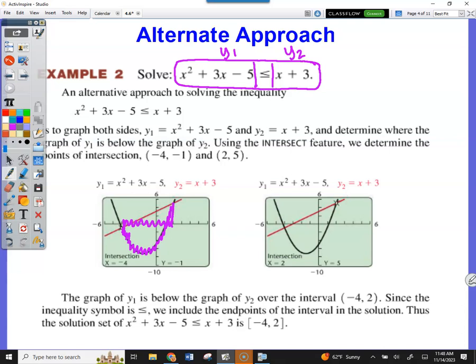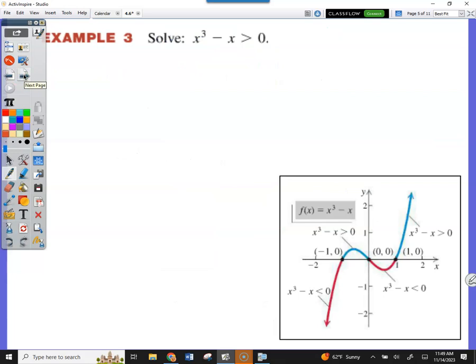I personally don't like that approach. I just like to say, get it all to one side. Where is it, above or underneath the x-axis? But that's a different approach where you're just comparing the two graphs instead, individually. But it's the same concept. Where is one higher than the other or lower than the other? Okay, let's do this one.